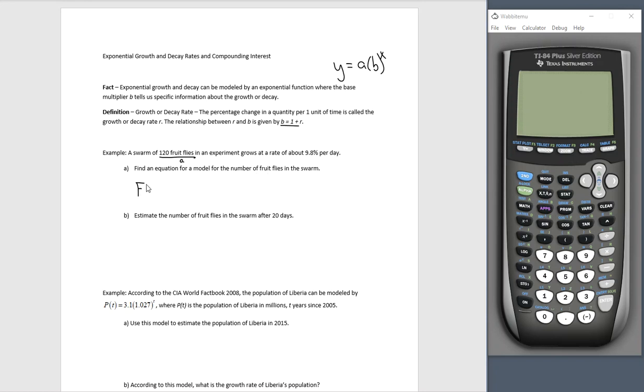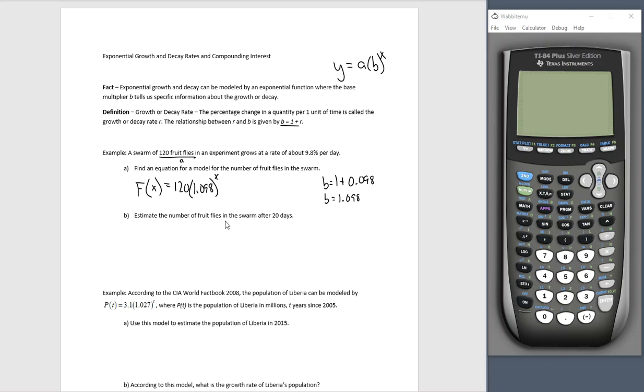So let's go F of x equals 120 fruit flies. It grows at a rate of 9.8% per day. So we know our base will be 1 plus 0.098. Just like when we were working with any rate, any percentage, we have to turn it into a decimal before we can use it in our actual arithmetic, our math, our algebra. Percentages are nice to give us an idea, a nice 0 to 100 scale, but we always use the decimal form to do our work.